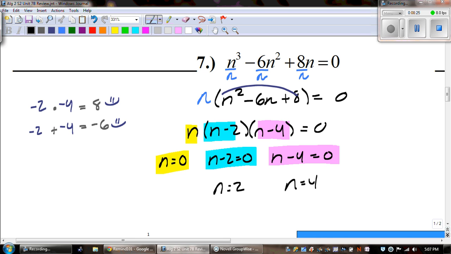So you should have gotten n minus 2 and n minus 4. And then when you set everything equal to 0, remember there are 3 n's. So 3 answers: n equals 0, n equals 2, and n equals 4.